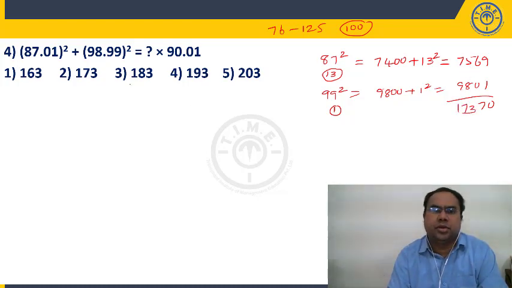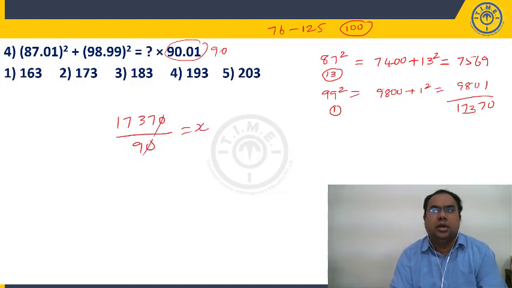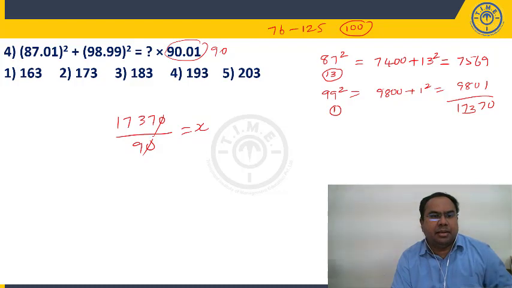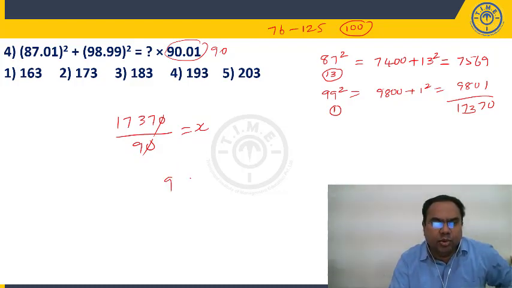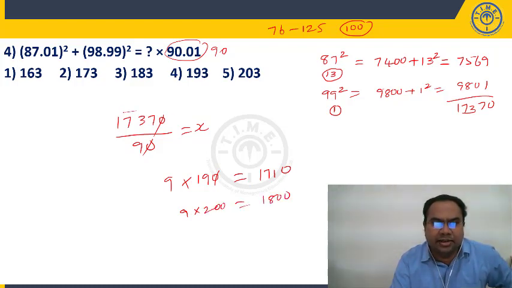So this will be 17370 by 90.01, we can take it as 90 equal to x. Right? So I am saying here 9 into 190 is how much? You should know the multiplication table. 19 nines, 171. Right? 9 into 200, it is easy, 1800. How much do we want? 1737.